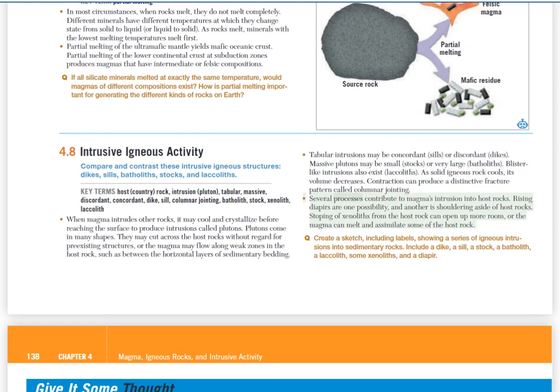Several processes contribute to magma's intrusion into host rocks. Rising diapirs are one possibility, and another is shouldering aside host rocks. Stoping of xenoliths from the host rock can open up more room, or the magma can melt and assimilate some of the host rock.